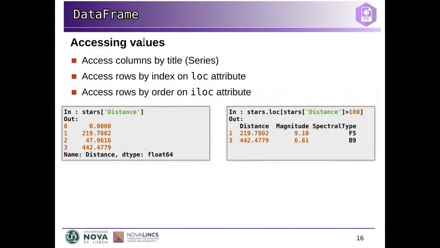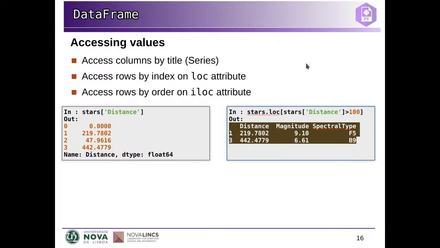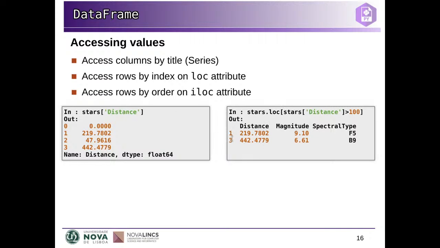You can access the columns in the data frame by the name of the column. So, for example, stars distance, and this will return a series object with the values in that column. So we have the index and the corresponding values. You can also access rows using the loc attribute. The loc attribute allows you to access rows by the index or by things like series of booleans which share the index. For example, we want the rows for which the distance is larger than 100, and these would be the rows that correspond to that condition. You can also access the rows by order instead of the index using iloc instead of loc. So there are flexible ways of accessing data, but the main idea here is that it's easy to do these kinds of things, extracting what you need. I want these columns, I want rows that match this constraint, and so on.